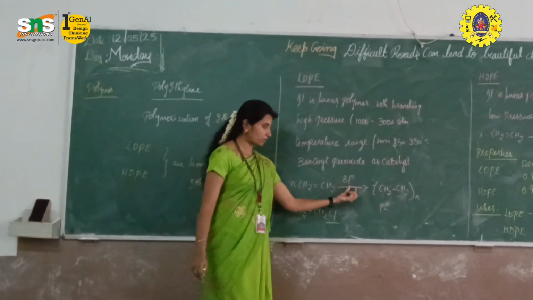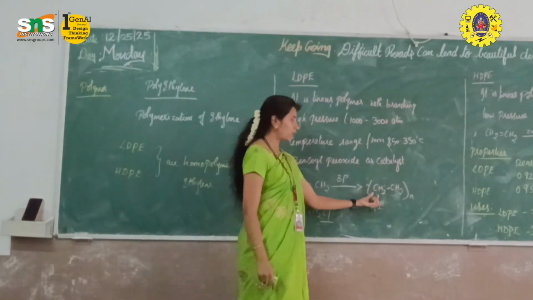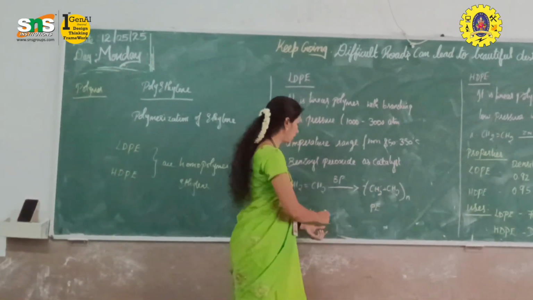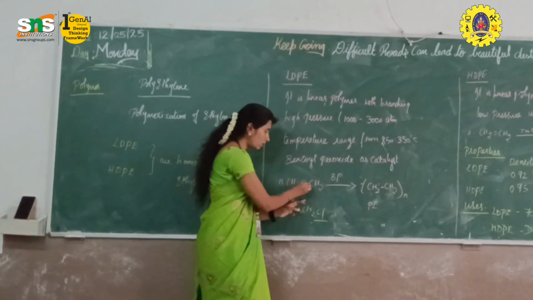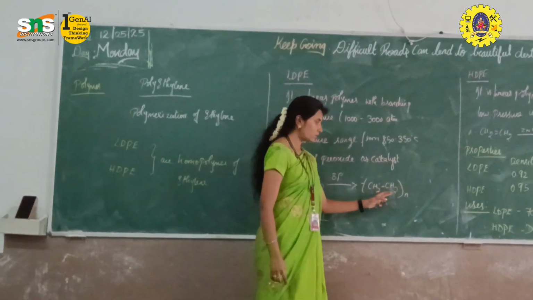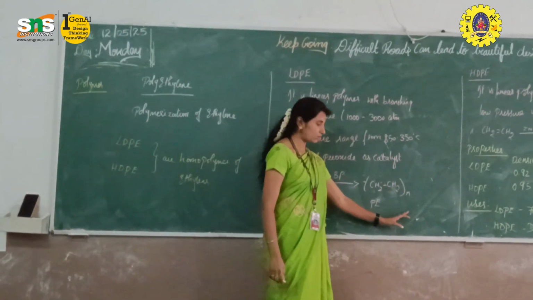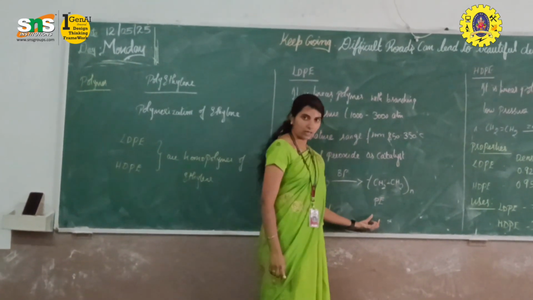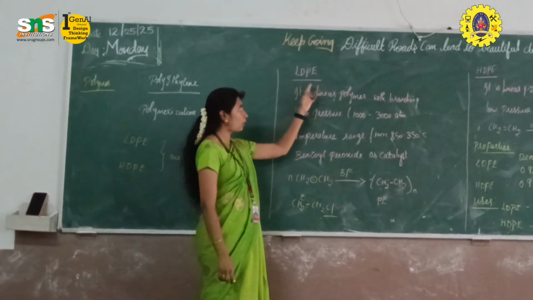Polymerization of ethylene in the presence of benzyl peroxide forms CH2 bond CH2. Under the polymerization reaction, the double bond breaks into a single bond structure and it forms CH2 bond CH2. The whole number of repeating units of n forms polyethylene. So this is the structure formation of the low density polyethylene.